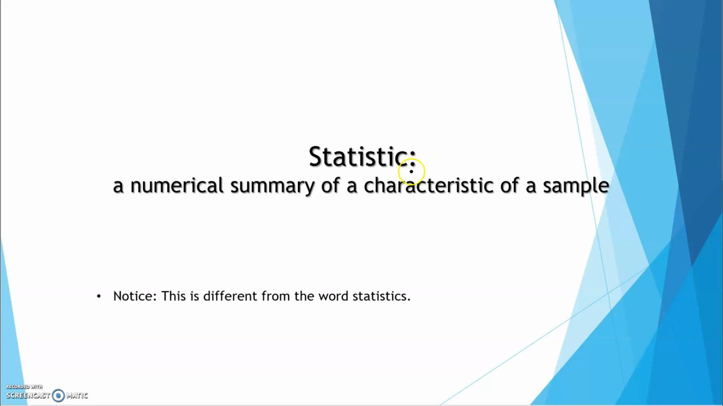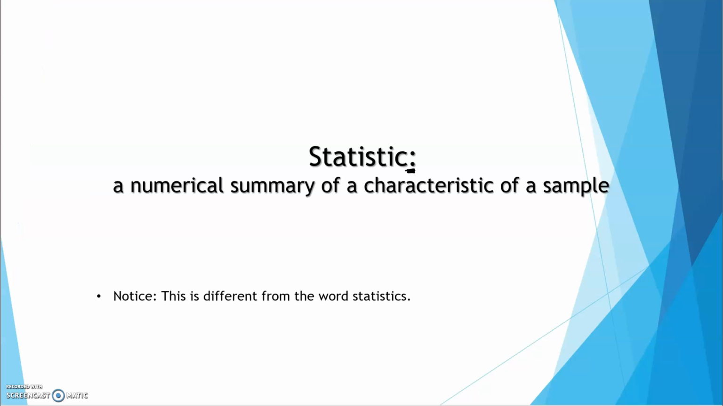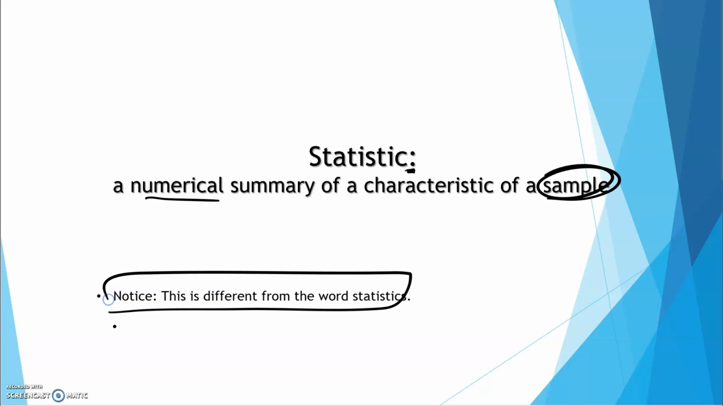Now a statistic, without an S. Remember, statistics with an S was a broader term. That was back here. Statistics with an S is basically this entire class, what we're going to be doing in this entire class. But a statistic without an S is a numerical summary of the characteristics of a sample. I even have it here. Notice this is different from the word statistics. So this S goes with S. A statistic describes a sample.